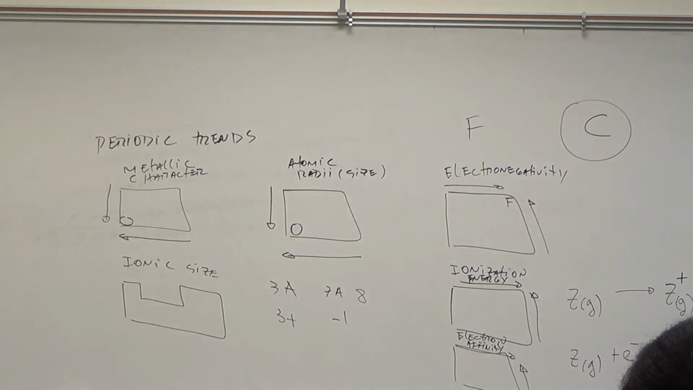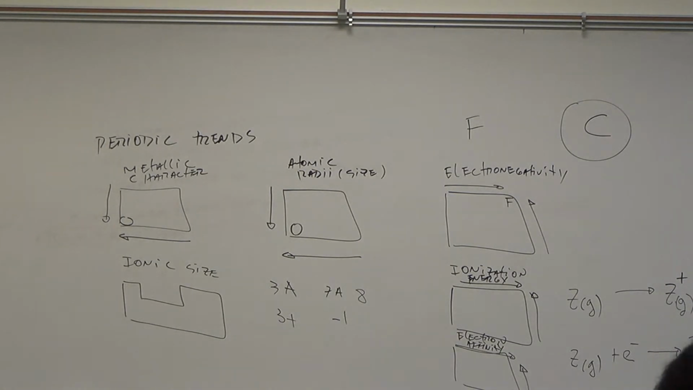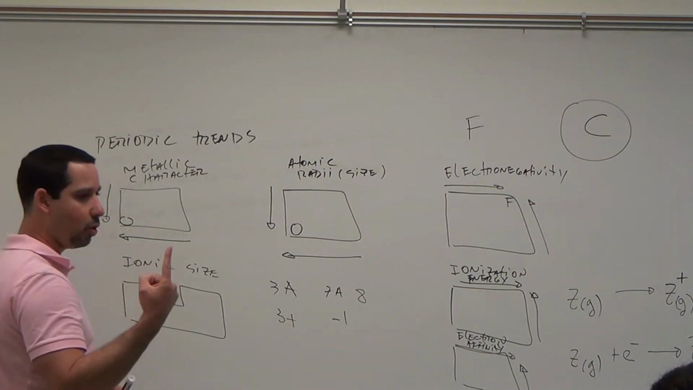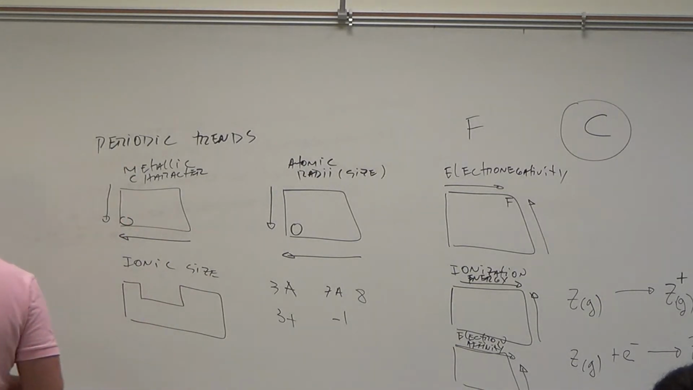All elements in group 1 like to do what? Lose 1. So all elements in group 1 will have what type of charge? +1. Okay, +1. You writing it down? Group 1, +1. All elements in group 2, what do they like to do? +2, because they like to do what? Lose 2. Do they like to lose 1? No, they like to lose 2. They don't like to lose 1.